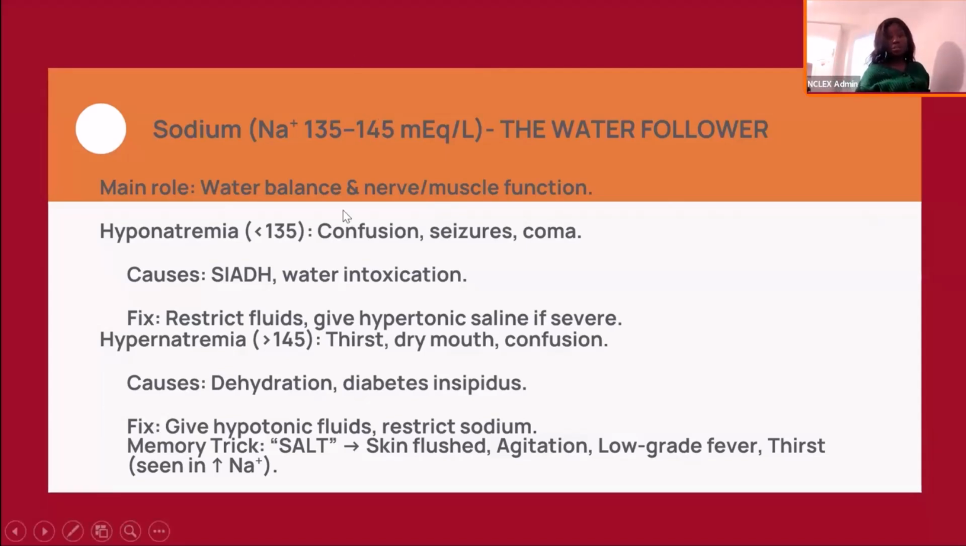So let's look at sodium. We've already looked at the reference range, 135 to 145. When you see sodium, remember, sodium is a water follower. Wherever water goes, sodium follows. And the main role is to balance water and also for nerve and muscle function.